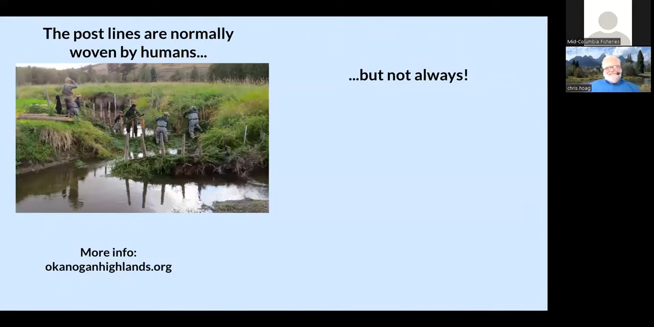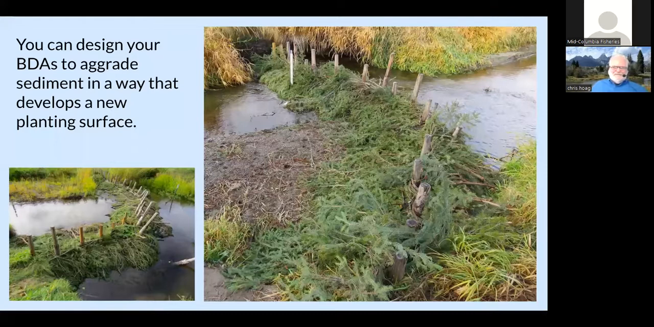That was really fun. You can design your BDAs to grade sediment in a way that develops a new planting surface. That is where we found that having a much broader base, like you can see, a pyramid style weave as opposed to a wicker wall, worked best. I don't really have time to tell the whole story, but this post line was 4 feet tall. Initially, it was completely aggraded with sediment in a deep incision trench. Then we put an additional post line on top of it, and that's what you're seeing the tops of here. It continued to aggrade, so it's a prime location for planting riparian species. I was super excited to see all that sediment build up.